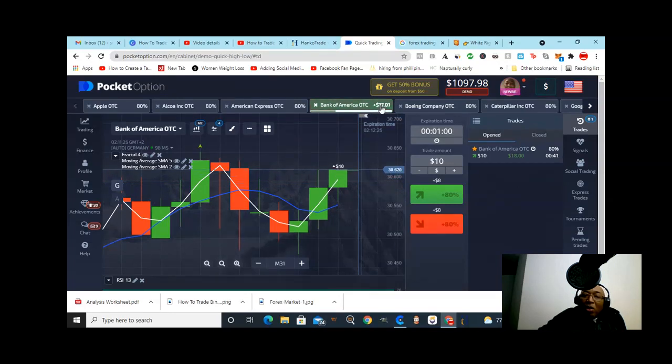It's OTC, Bank of America. OTC, I'm trading stocks over the counter, OTC. It's a Friday night, so the markets are closed, but Pocket Option has, as a broker, you can trade against them. They offer OTC trading.